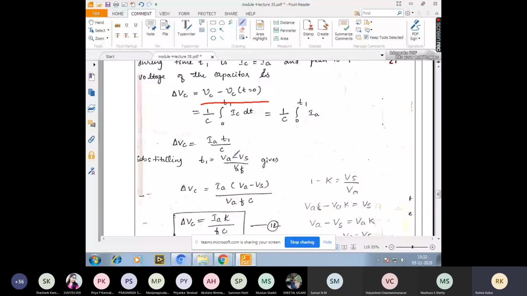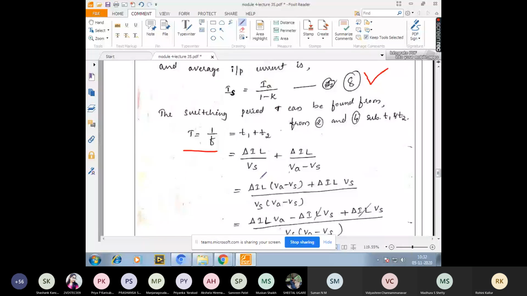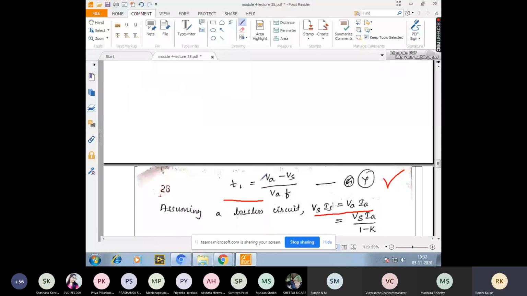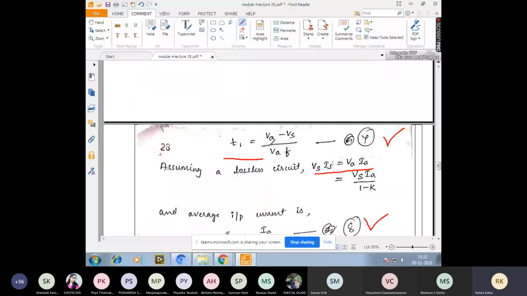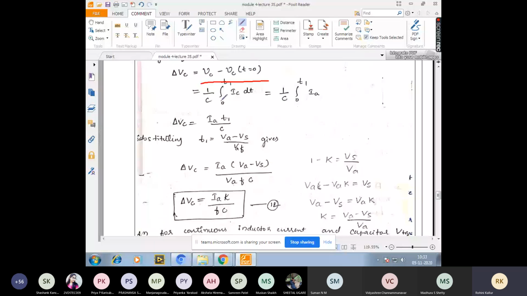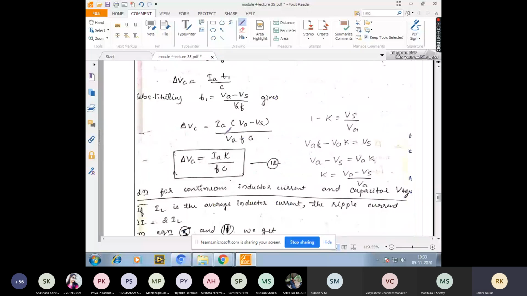So we have derived the equation for T1, which is equal to Va minus Vs divided by Va into F. This is from equation number 7. So you substitute it here. So I have delta Vc, which is equal to Ia into (Va minus Vs) divided by Va into F into C. Now I have this equation from your Va.